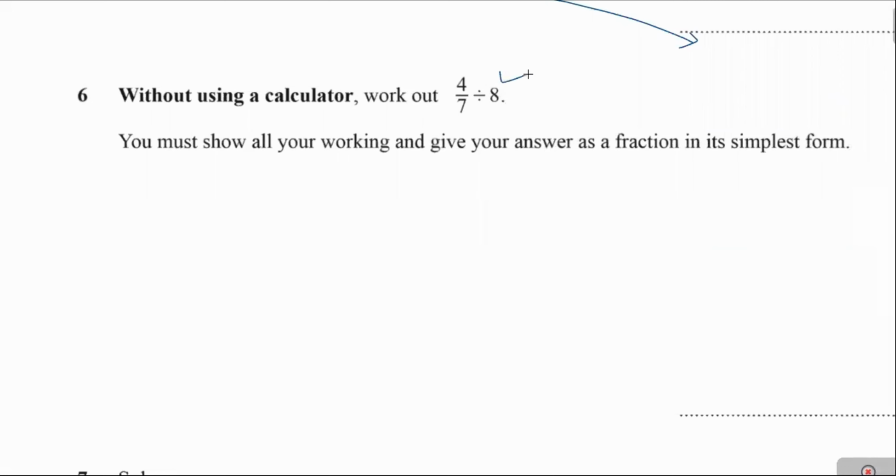Without using a calculator, work out 4 over 7 divided by 8. Now, 4 over 7 divided by 8, we can write it as 8 over 1. Now, 4 over 7. Now we convert into multiplication by taking the inverse of the fraction, 1 over 8. Now that value becomes 4 over 56. Now we divide it by 4, this fraction. Now we get 1 over 4. And this is the answer.